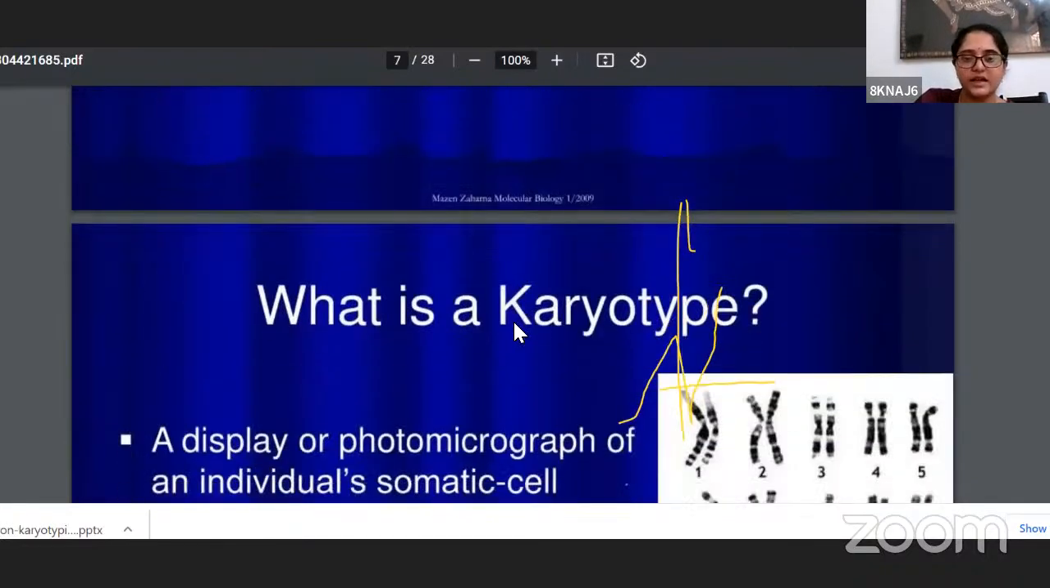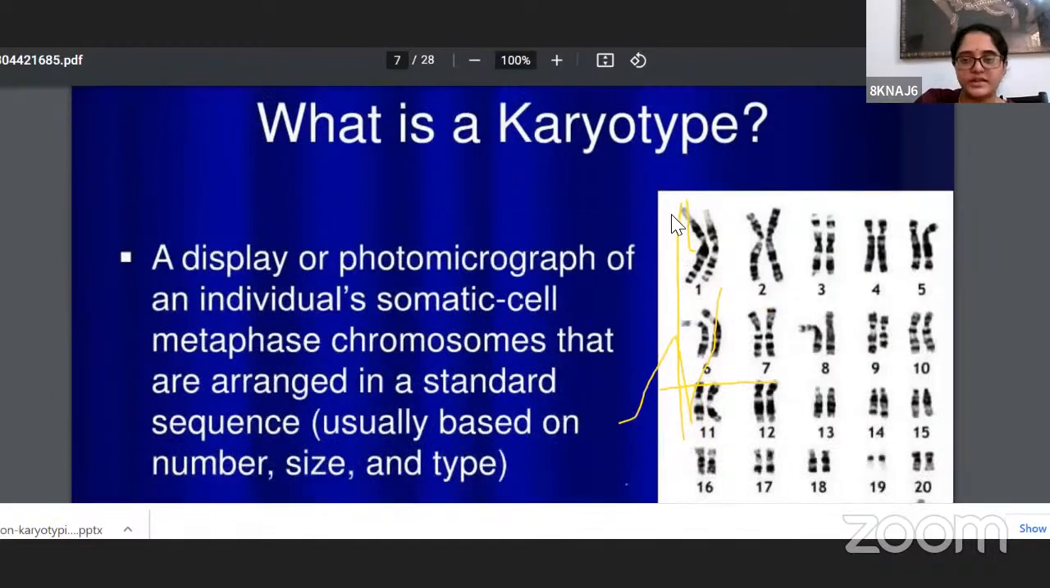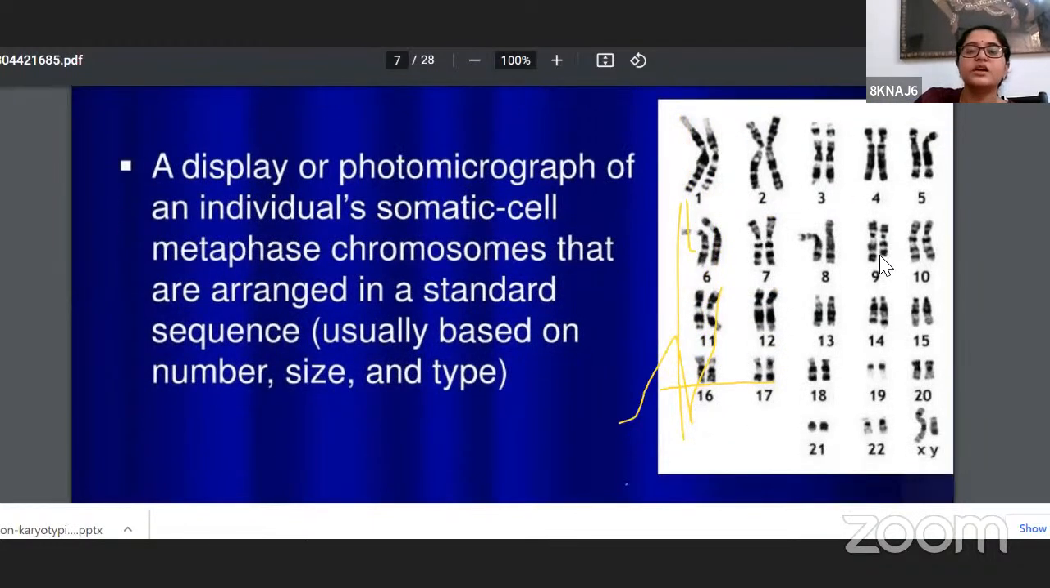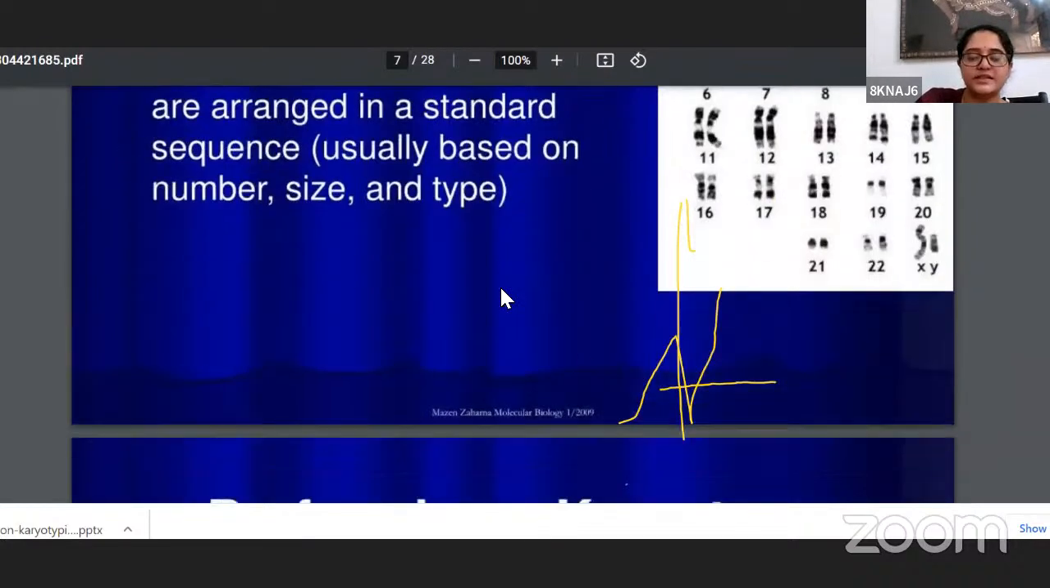Now let us see what a karyotype is. Like I told you, this is a karyotype. It is a photomicrograph of an individual somatic cell's metaphase chromosomes arranged in a sequence. So over here they arrange them lengthwise, from the longest to the shortest.